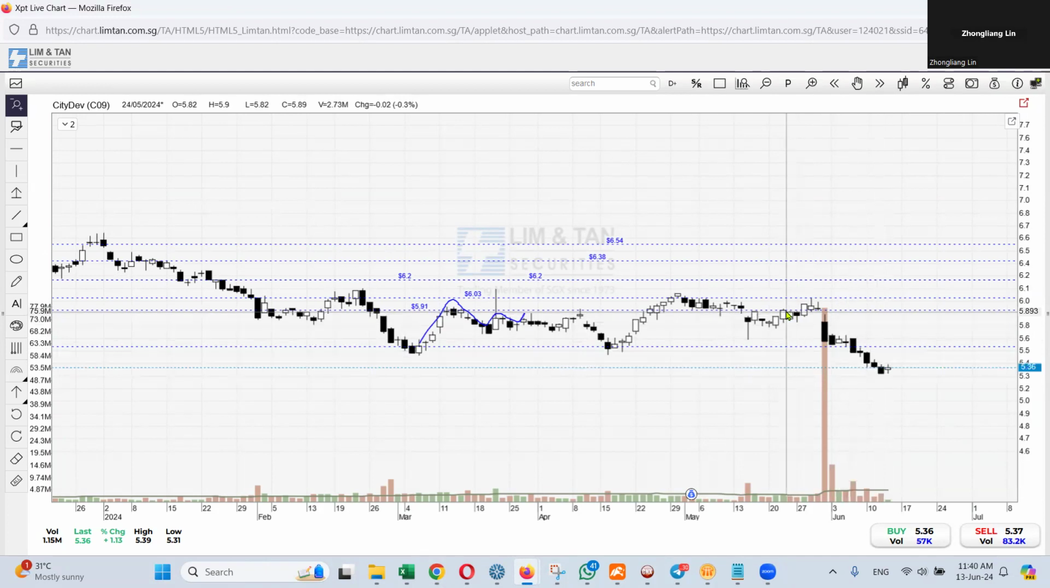So this counter is interest rate sensitive. If interest rate doesn't go down, of course, it will continue to struggle.